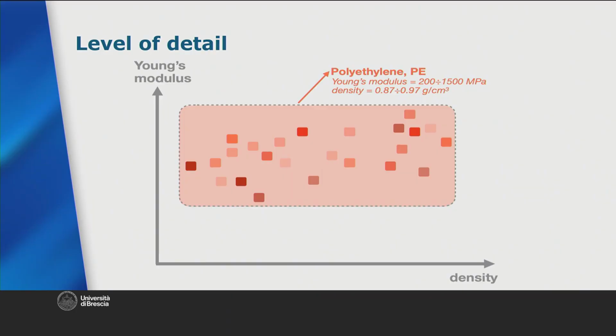Taking the polyethylene family as an example, we can describe it in a general way, considering all its variants, such as high-density polyethylene, HDPE, low-density polyethylene, LDPE, and reinforced or toughened polyethylenes, and so on, indicating the properties of the entire family through ranges of values. For example, we can say that the density ranges from 0.87 to 0.97 grams per cubic centimeter, and that the Young's modulus ranges from 200 to 1,500 megapascals.